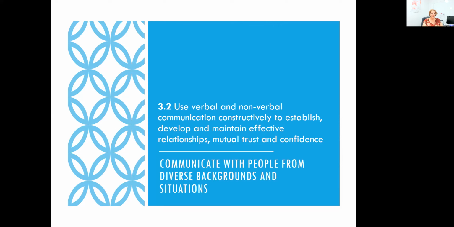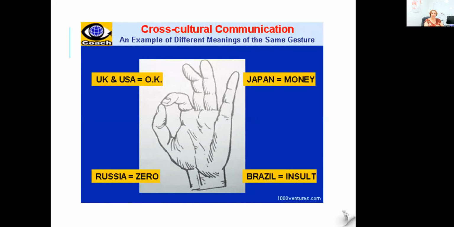Okay, chapter 3.2: use verbal and non-verbal communication constructively to establish, develop and maintain effective relationships, and maintain trust and confidence. As I was saying earlier, in some cultures, gestures mean something else. Like in the UK, this gesture probably means okay, and we've got that little icon we use when we SMS people. In Japan, it means money. In Russia, it means zero. And in Brazil, it's an insult.